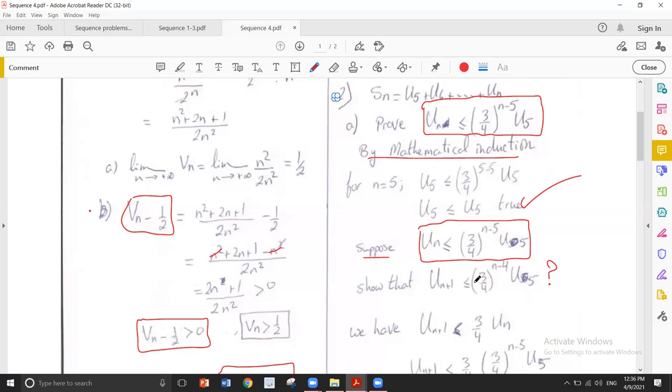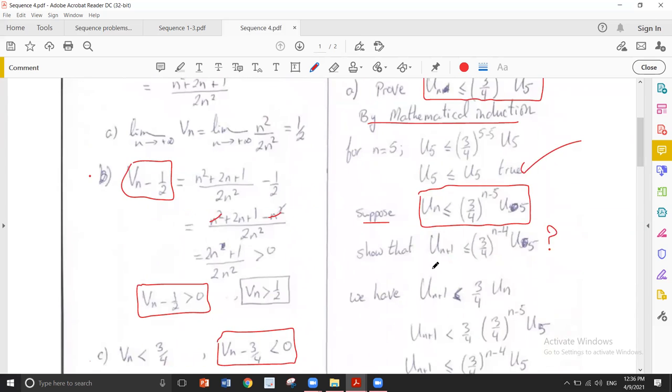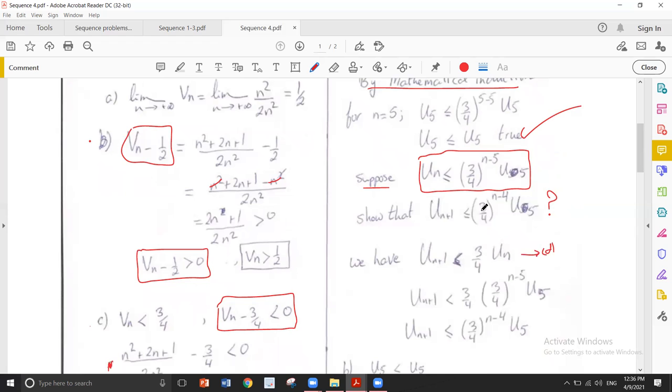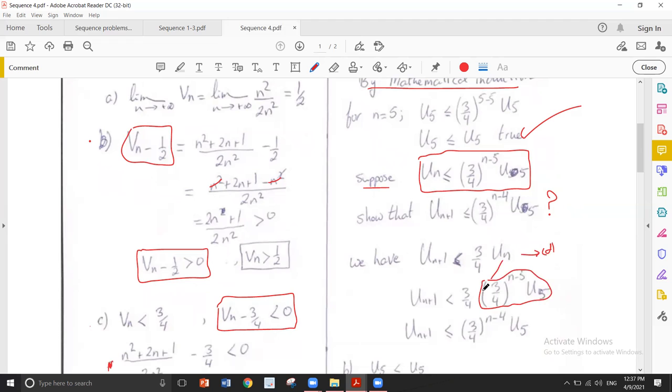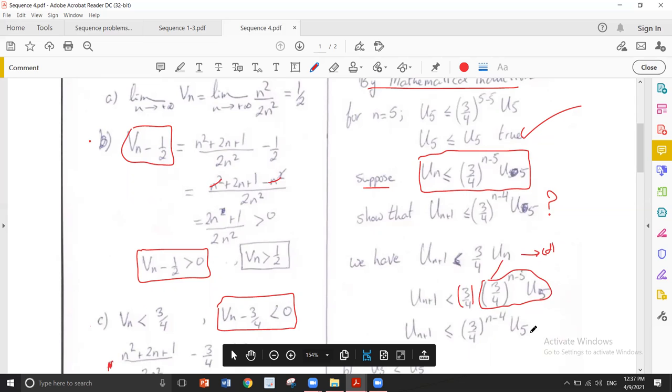We need to verify u(n+1). Here, from part D, we have u(n+1) ≤ 3/4 un. So u(n) ≤ (3/4)^(n-5) u5. We add the powers: (3/4)^1 times (3/4)^(n-5), you get (3/4)^(n-4) u5. So it is verified.